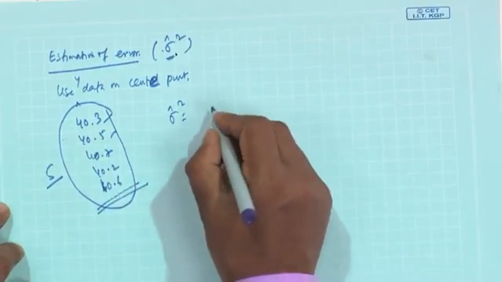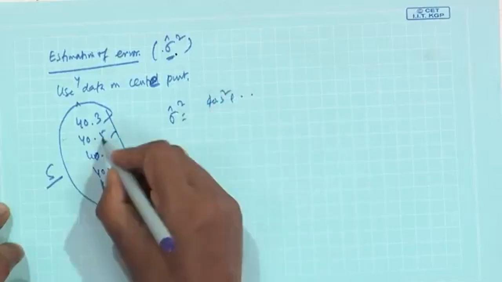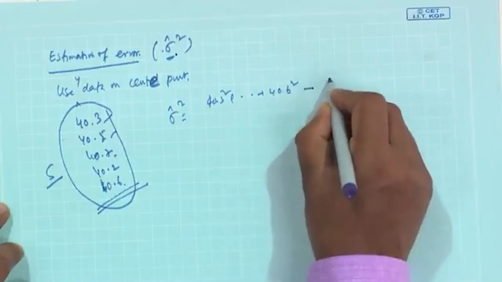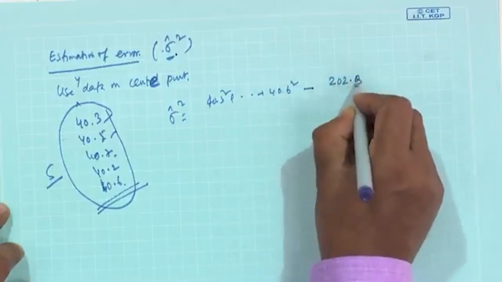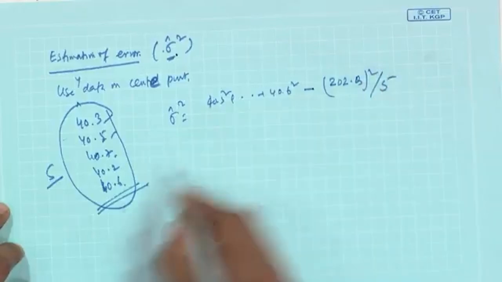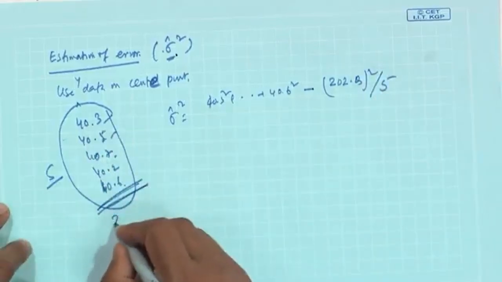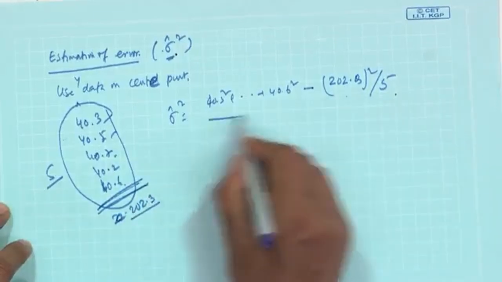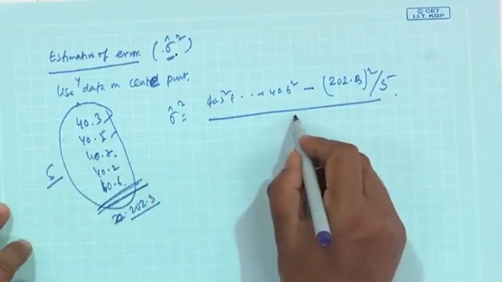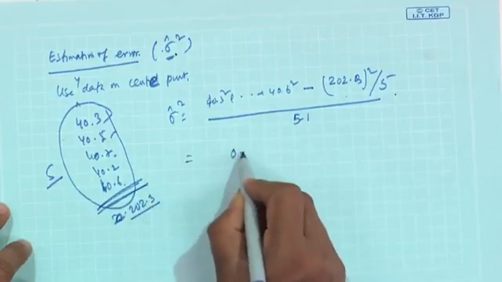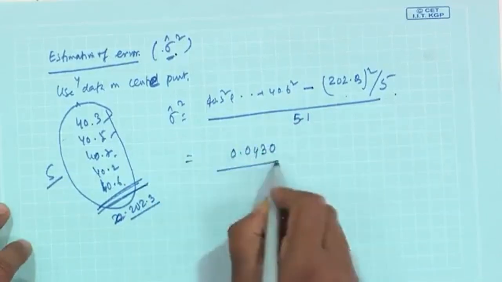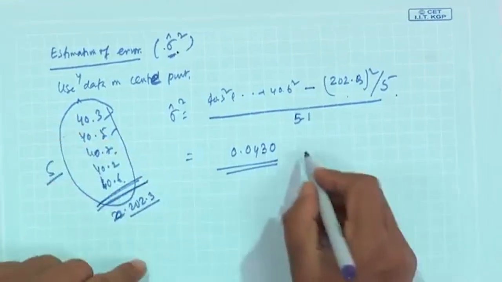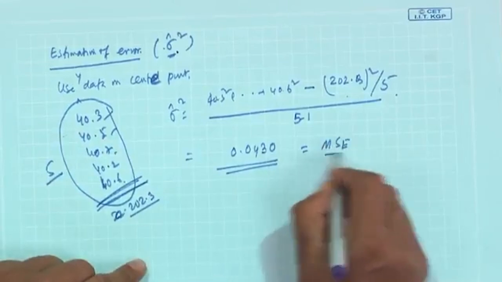Using this formula, that means 40.3 square plus this square plus this square plus like this plus 40.6 square minus 202.3 square by 5. If you add them up, it is basically 202.3. This square by 5, divided by how many observations? 4, 5 minus 1, 4. This will give you 0.0430. So, this is the estimation of error. This is basically mean square error.